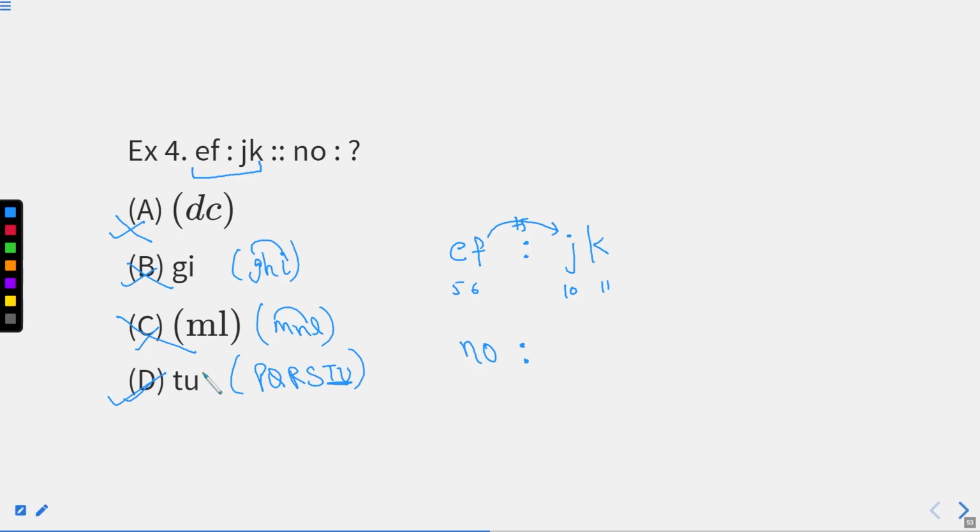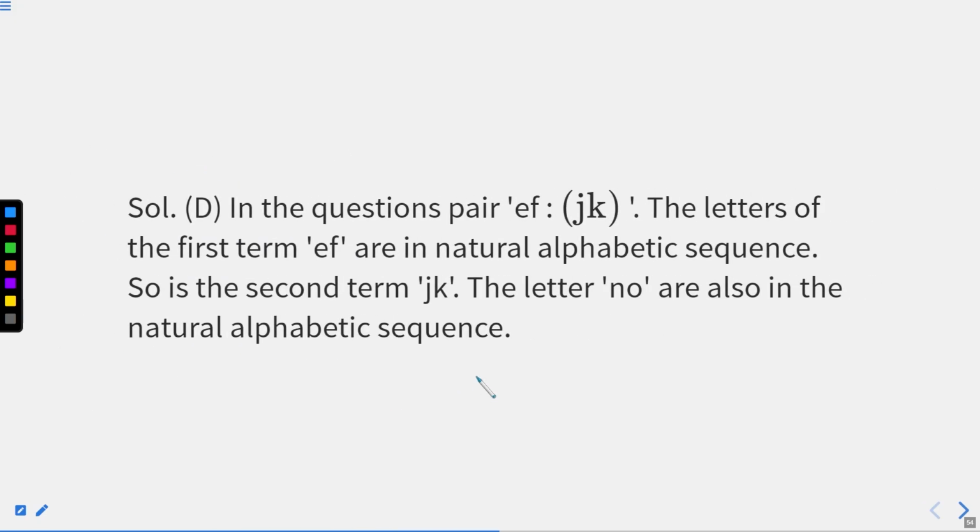I hope this question is understood by everyone. You can see it here as well. In this question, the pair E, F and J, K, the letters of the first term E and F are in natural alphabetical sequence. When we use the term natural alphabetical sequence, it means they are as per the alphabetical order. So, in the second term J, K, the letters are also in the same natural alphabetical sequence. So, your answer will be in the same order. That is T, U, that we have already figured out, right? I hope this question is clear to everyone now.